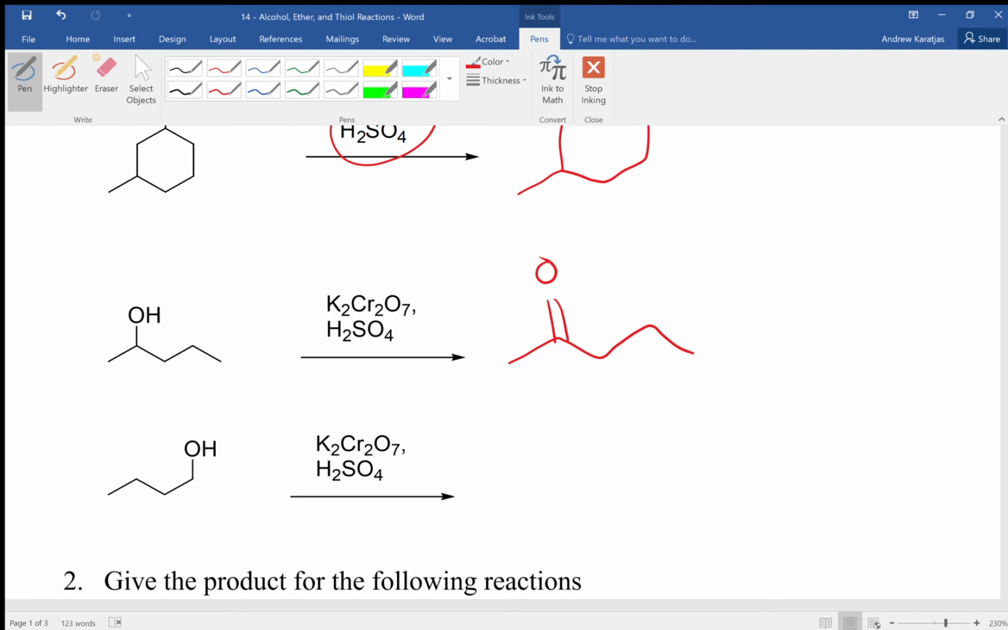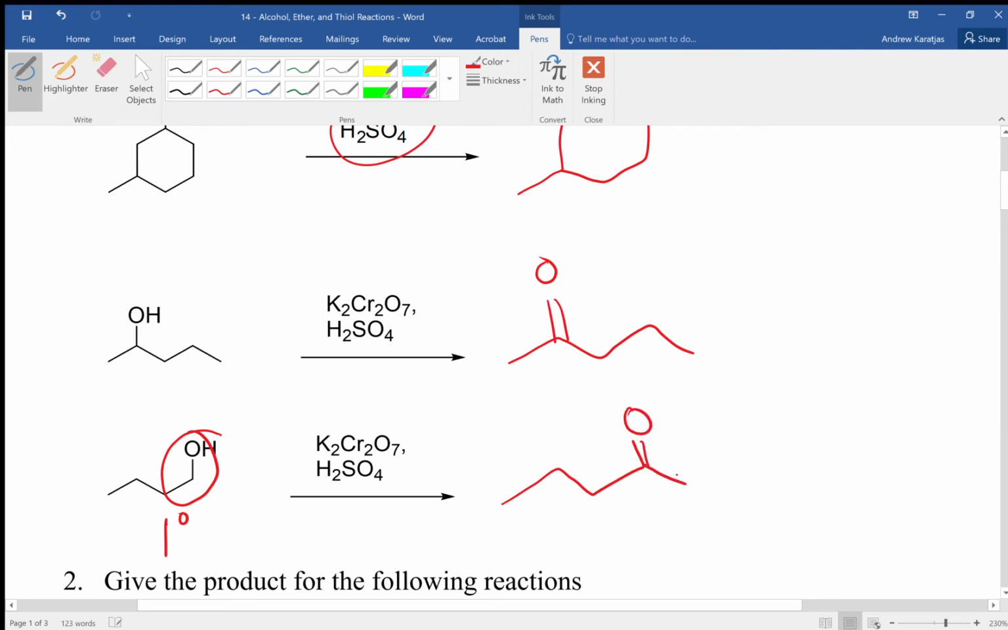Our third example in number 1, our alcohol is now primary. Primary alcohols, we have more options. In the presence of a milder oxidizing reagent, such as PCC, which we talked about, a primary alcohol gets oxidized to an aldehyde. But with this stronger oxidant, a primary alcohol will get oxidized to the carboxylic acid.